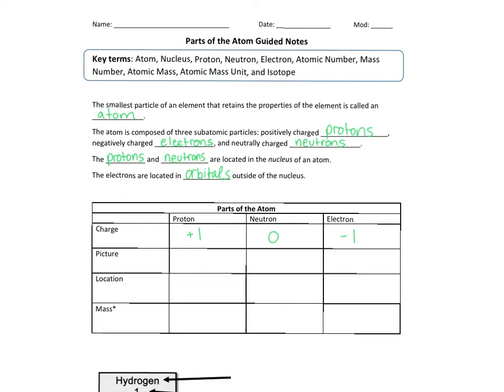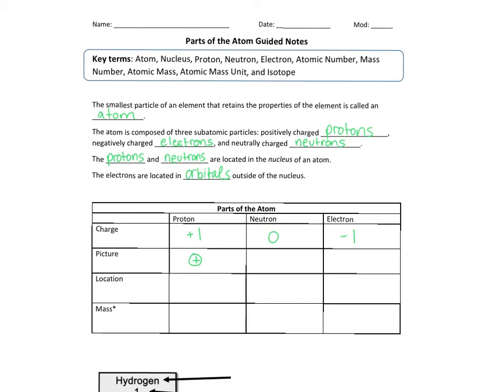So sometimes you're going to be asked to draw a picture of an atom, just kind of show where the protons, neutrons, and electrons all go inside of it. And if I were to ask you to do that, we would draw a proton like this. We would put a plus sign because it's positively charged, and then just put it inside a little circle.